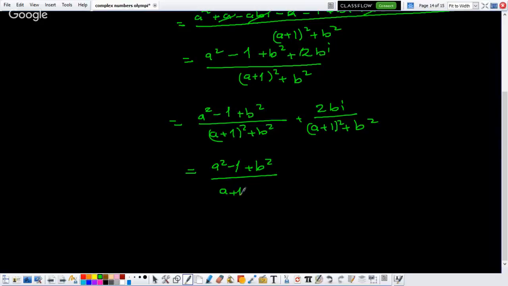Sorry, (a plus 1) square, (a plus 1) square plus b square, plus 2b over (a plus 1) square plus b square i. So this is the real part, and it must be equal to 0 if we didn't make any calculation mistake here.